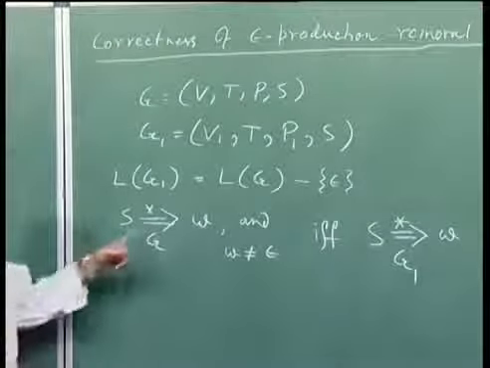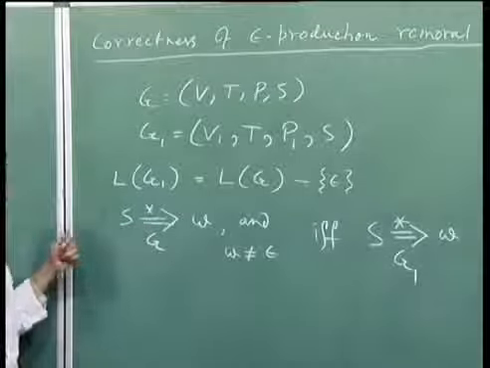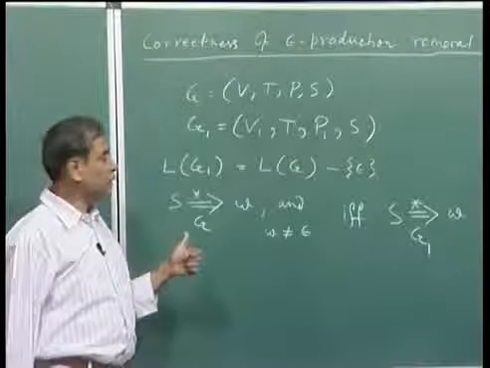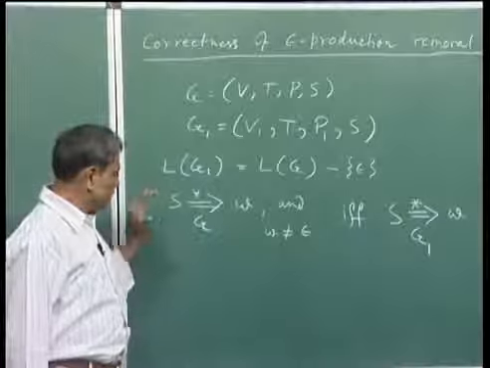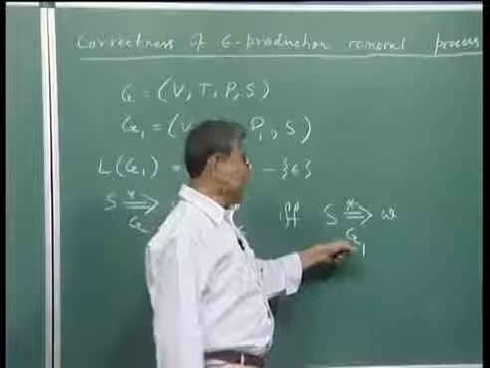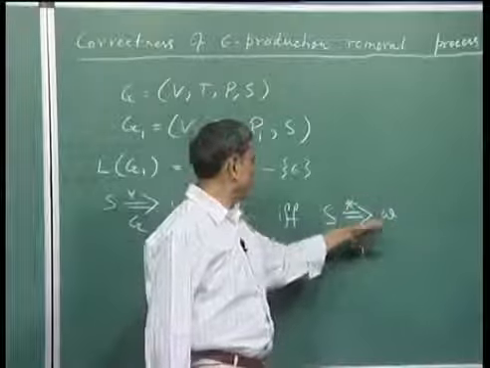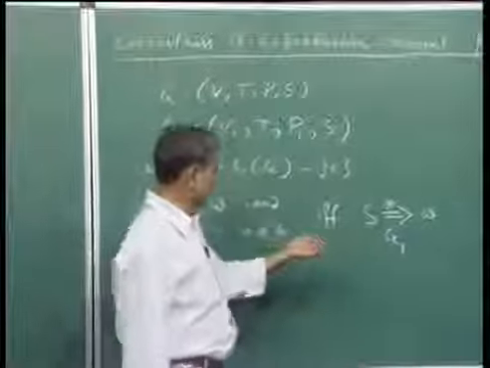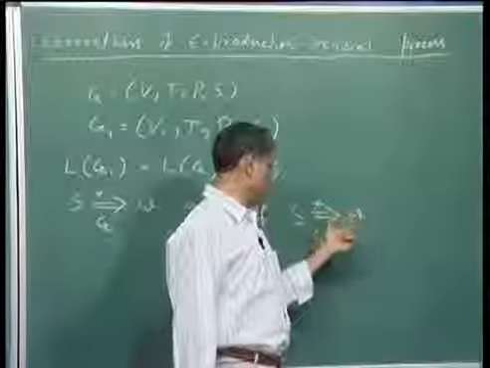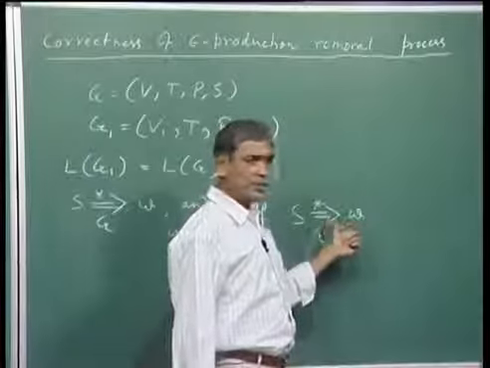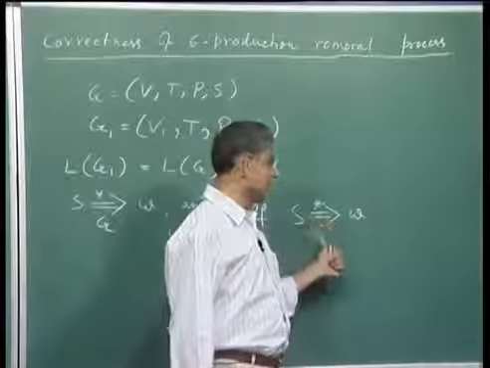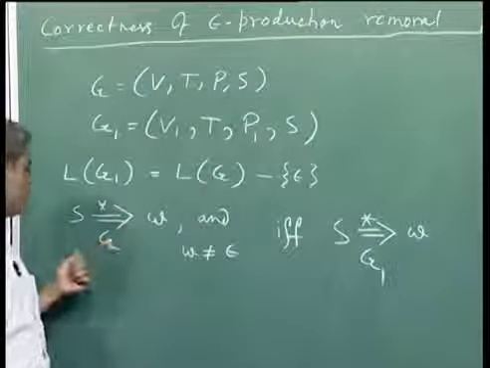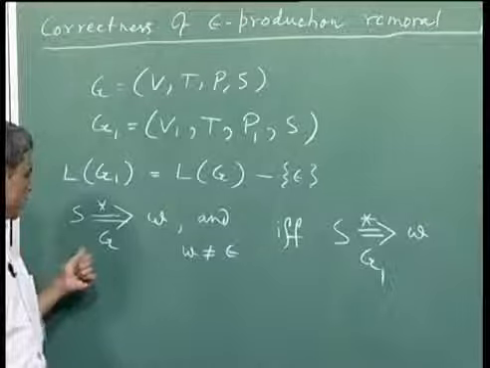So, this is easy to see. What we are trying to say is that suppose in the original grammar we derived some string W and W is not epsilon, that string will be generated in the new grammar also, as well as if in the new grammar we generate any string W, then clearly, because there is no way we can generate the epsilon string as there are no epsilon productions in G1, W is not epsilon, and we should be able to show that it can be generated in G as well.